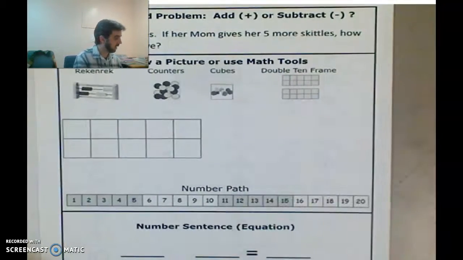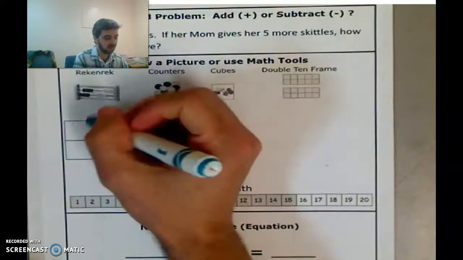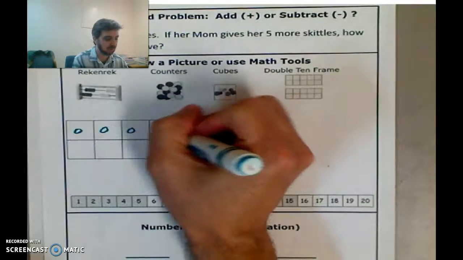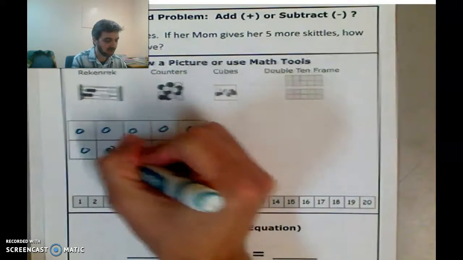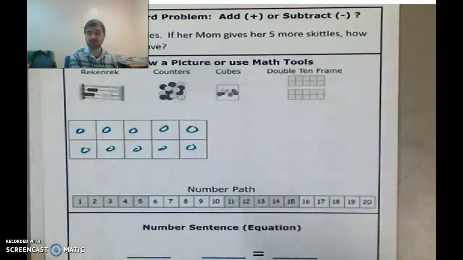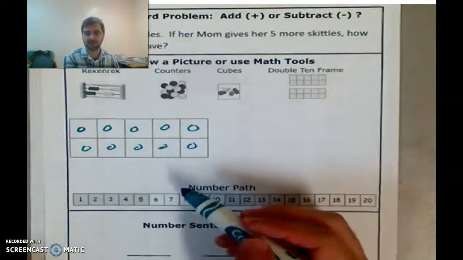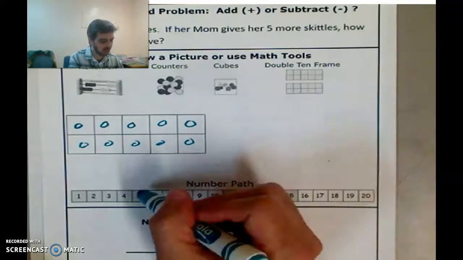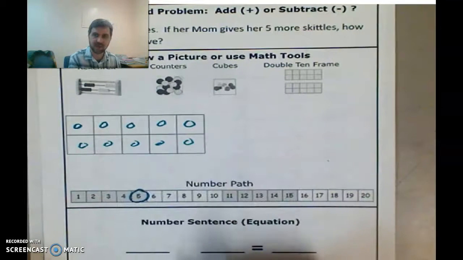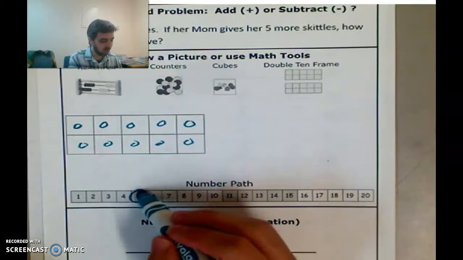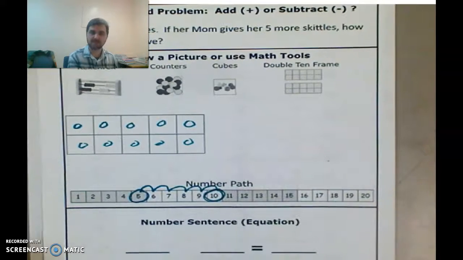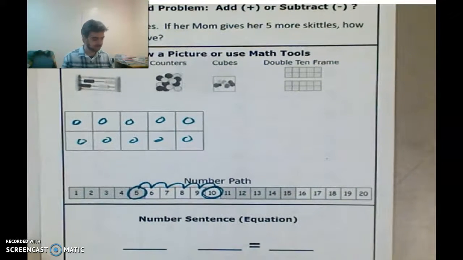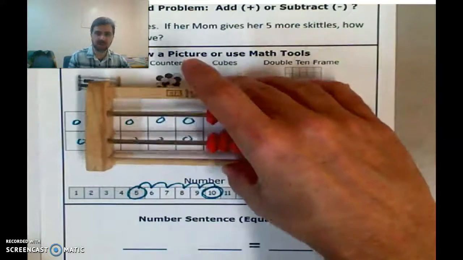Or maybe you drew a picture. So, okay, I put a Skittle, a Skittle, a Skittle, a Skittle, a Skittle. That's 5. And then you drew 5 more. 1, 2, 3, 4, 5. And you can see it fills up the 10 frame. You could have also done the number path. Start at 5, and if you hop up 5 more, 1, 2, 3, 4, 5, you end up at 10. Awesome.